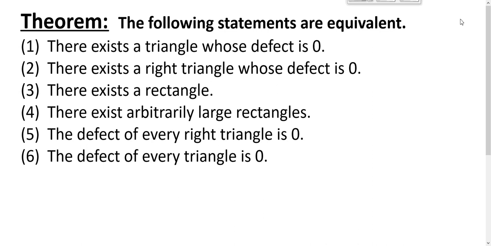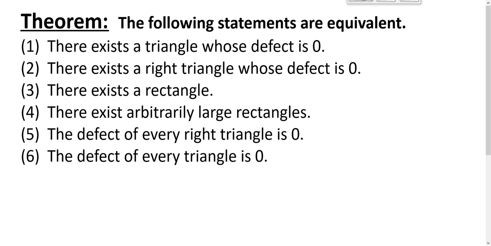All right, so let's go looking for a rectangle. To go looking for a rectangle in neutral geometry, we're going to talk about how the following statements are all equivalent. And we're going to prove that 1 implies 2, and 2 implies 3, and 3 implies 4, and 4 implies 5, and 5 implies 6, and 6 implies 1. 6 implies 1 is the easy one. We're going to talk about why all those things are true.